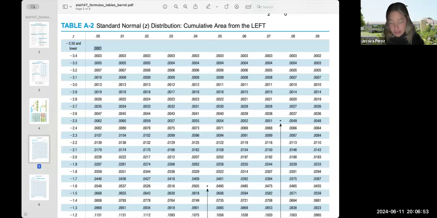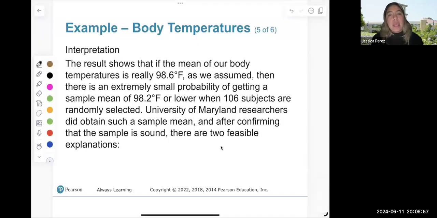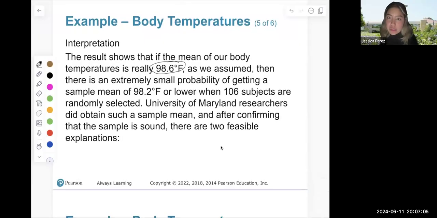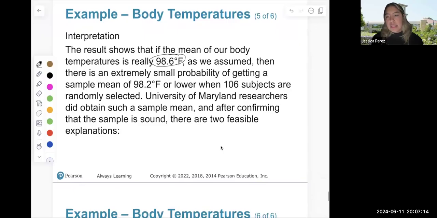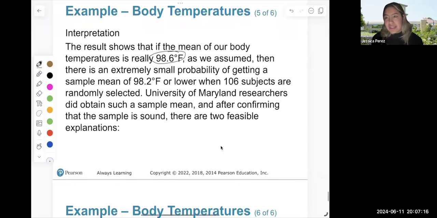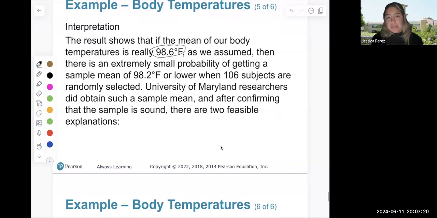So then what does that mean? What is the interpretation of this? The result shows that if the mean of our body temperature is actually 98.6, there is a very extremely small probability of getting a sample mean of 98.2 for 106 subjects, when 106 subjects are being randomly selected. Okay.